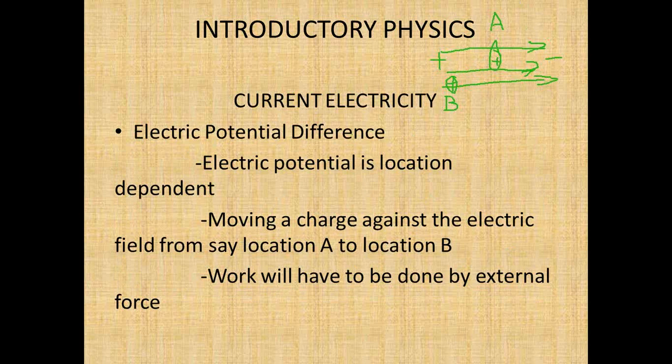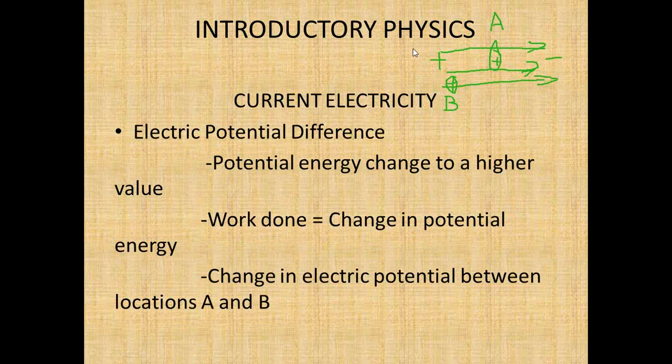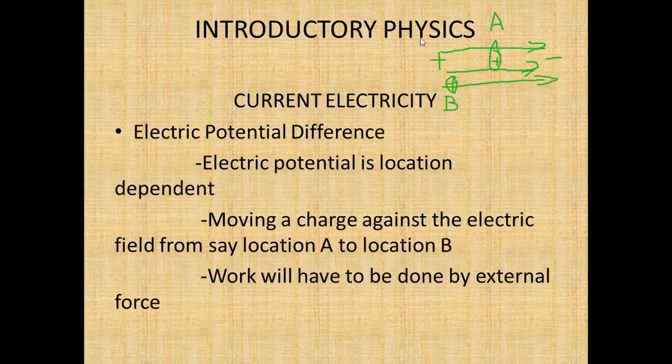Okay? So if you move your test charge from position A to position B at the high potential terminal, there is a potential difference because this is going to be high potential energy and this is going to be low potential energy. That is what we call electric potential difference. There's a difference in the electric potential energy. This is high electric potential, low electric potential. There's a difference because one is high, one is low.